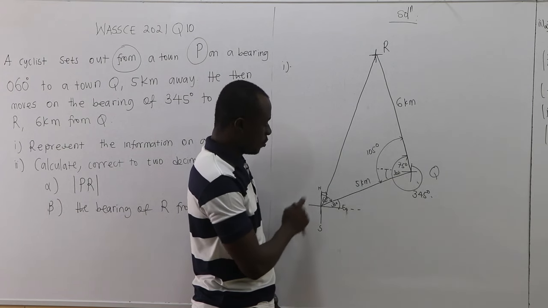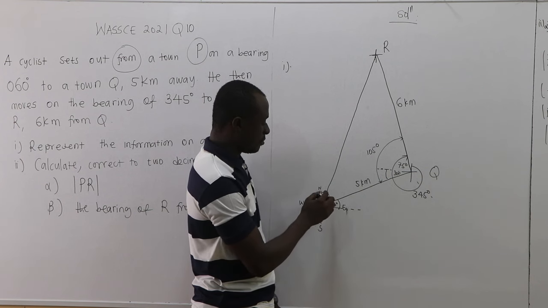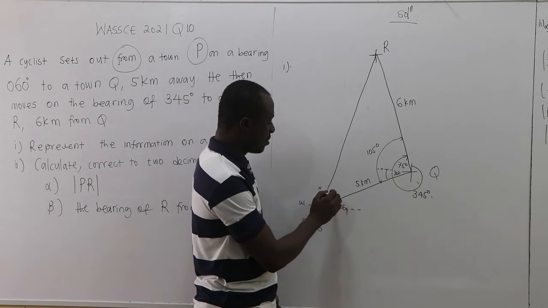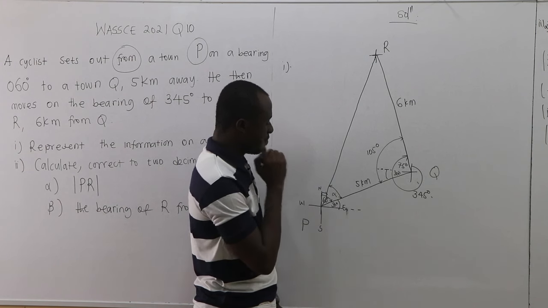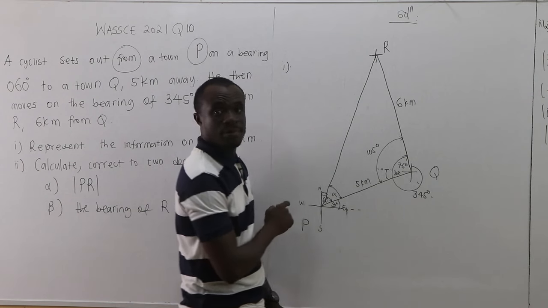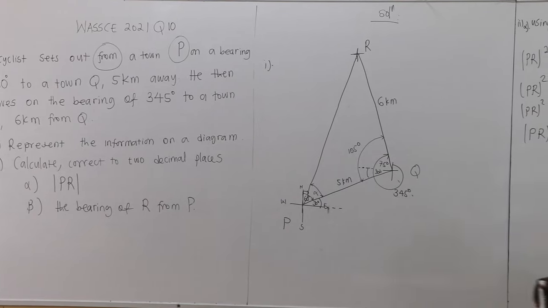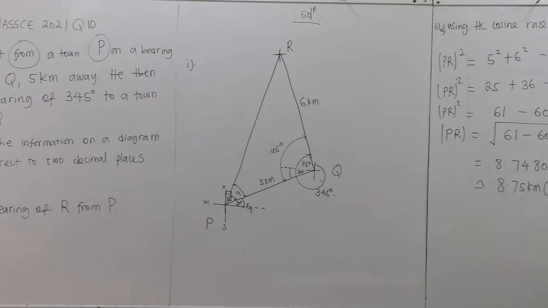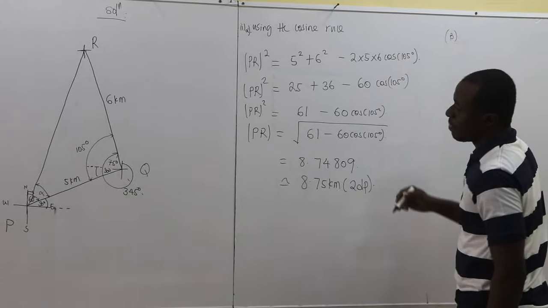Now we know this side to be 30 degrees. Do you know the angle here? No, we don't know the angle here. Let's suppose the angle here is alpha. So the bearing will be 90 minus alpha plus 30 degrees. So how can you find alpha over here? How can you find it?